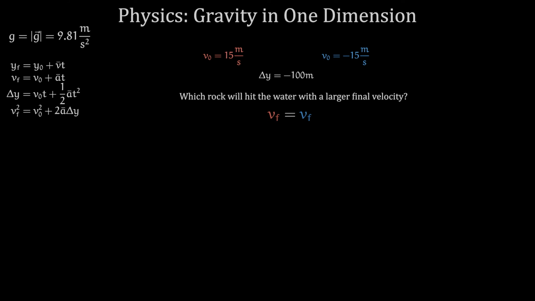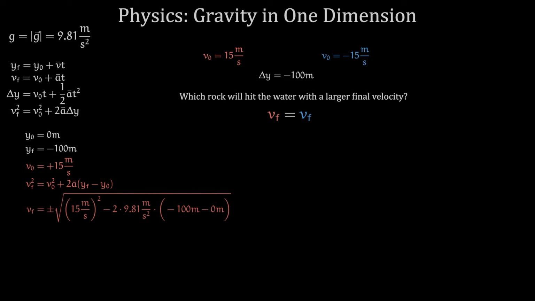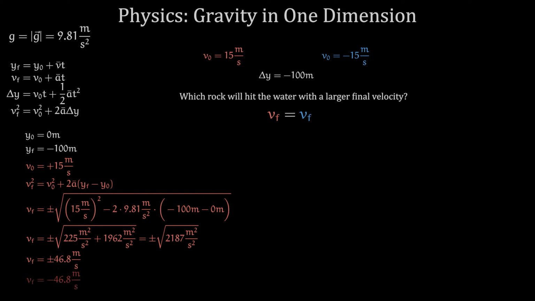Let's start by calculating the final velocity of your ball. Let the bridge be a height of y0 equals 0 meters. The ball then ends its trajectory in the river, a final position of negative 100 meters. Your ball was initially thrown upwards with an initial velocity of 15 meters per second. We can use this kinematic equation, where the total displacement is negative 100 meters. This gives us a final velocity on impact of plus or minus 46.8 meters per second. We choose the negative one because we know that the velocity is in the negative coordinate direction.